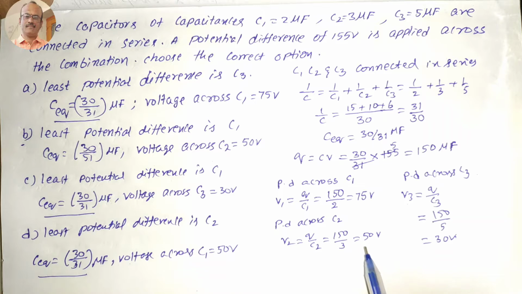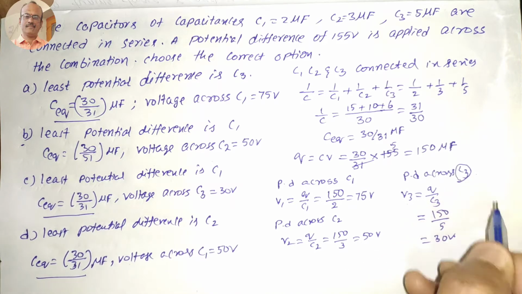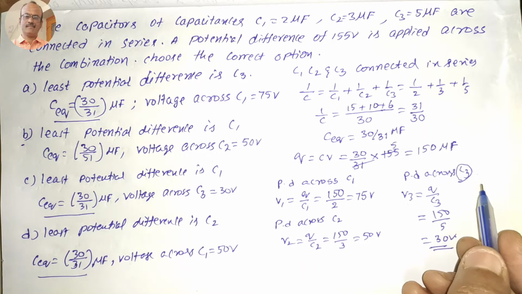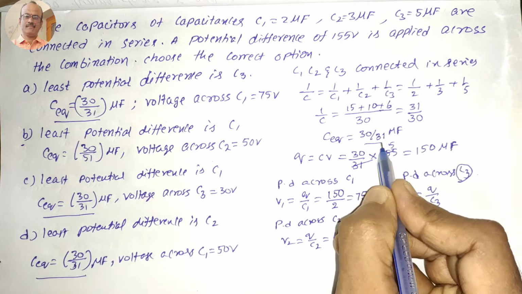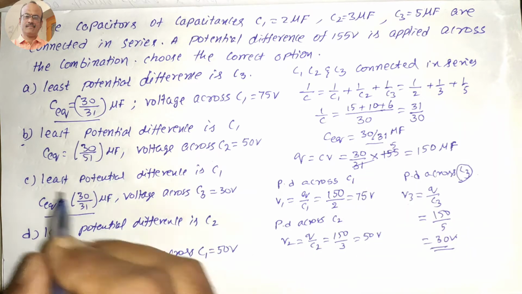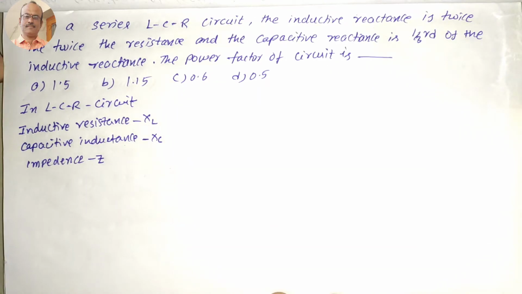Among all these ones, the least potential occurs at the PD across C3. So the least potential occurs at C3, where the C equivalent is 30 by 31. So which option is correct here among these? Option A is correct. Now the question number 22.